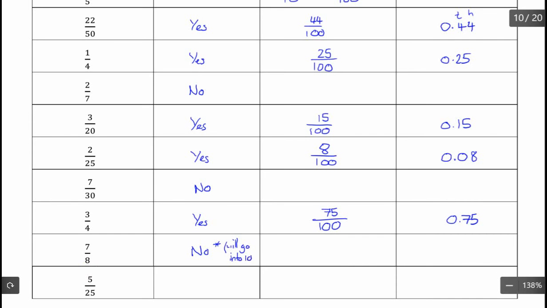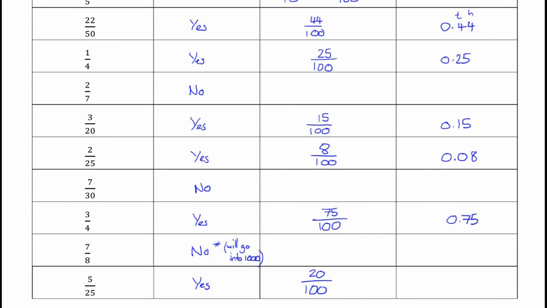So you can actually use this method with it. I'll come back to that one at the end, I'll show you. And the final one, 5/25. 25 will go into 100 by multiplying by 4. 4 lots of 5 are 20.